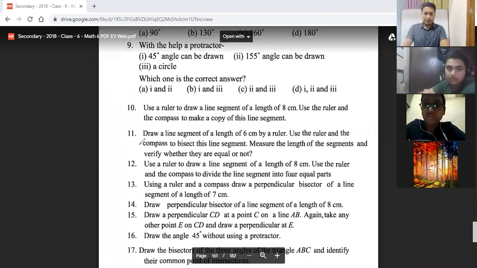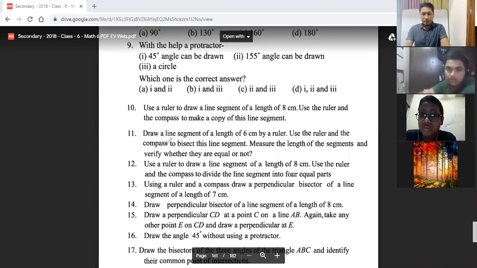Number 12 says, use a ruler to draw a line segment of length 8 centimeters. Very easy to draw. Use the ruler and compass to divide the line segment into 4 equal parts. You didn't solve it yet. We are going to start.